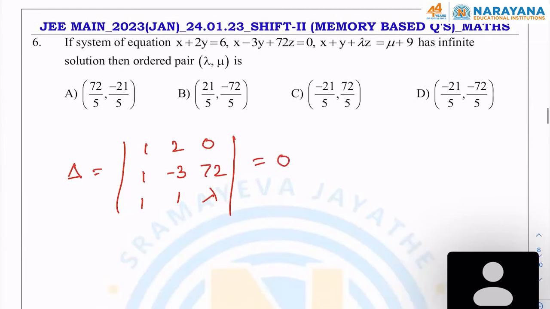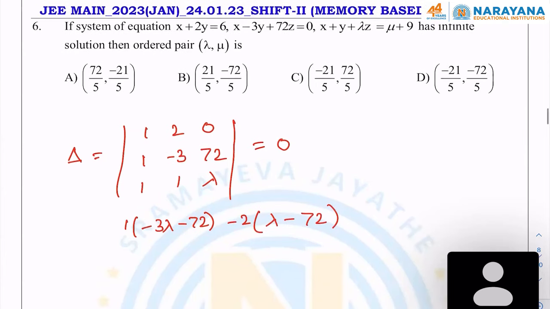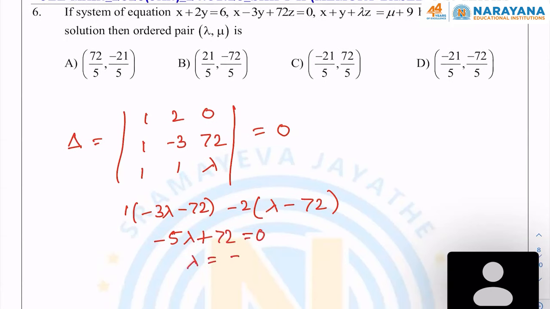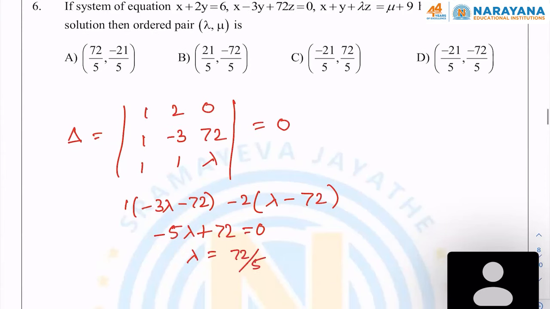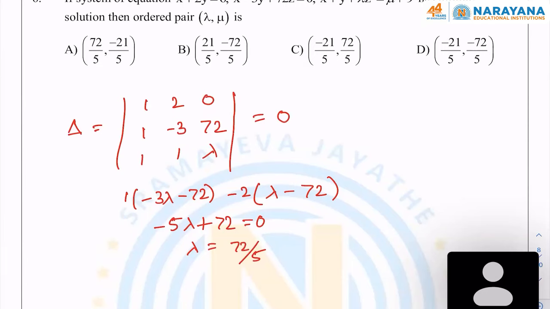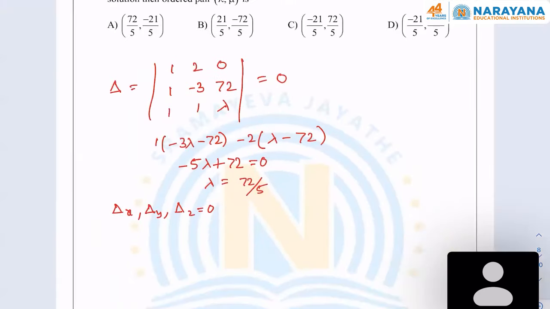So here, 1 into minus 3 lambda minus 72, minus 2 into lambda minus 72. So this is equal to minus 3 lambda minus 5 lambda plus 72 is equal to 0. So lambda is equal to 72 by 5. Also here, if you use Cramer's rule to get infinite solutions, delta should be equal to 0, and even delta x, delta y, delta z should all be equal to 0. So here I will find the value of delta x.